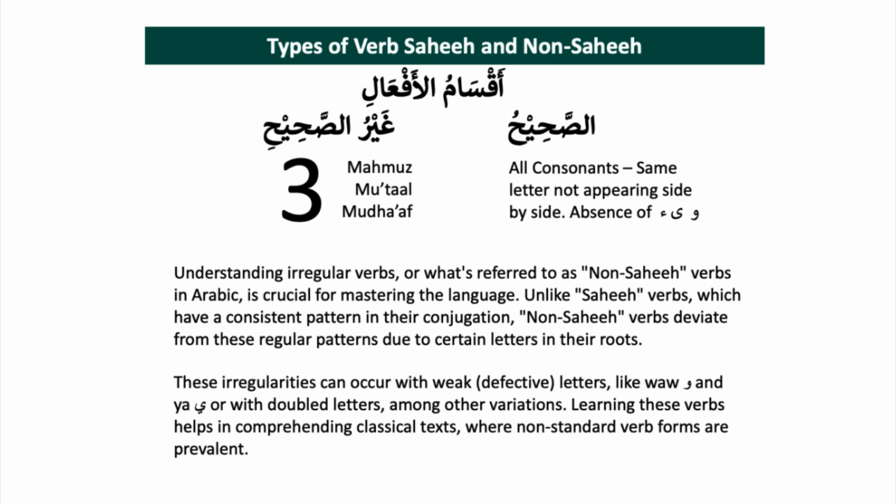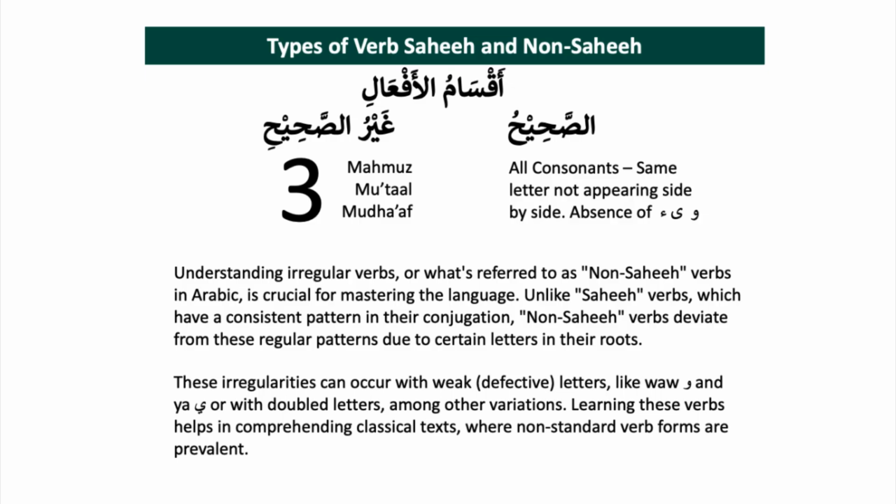Now, what are these letters? The key letters are hamza, waw, ya. These are called weak or defective letters. Whenever these letters appear in a root, they can cause the verb to change its form. In addition to that, sometimes the verb may have two identical letters together, which also creates a different pattern. So because of these reasons, ghayru sahih verbs behave differently from regular verbs.